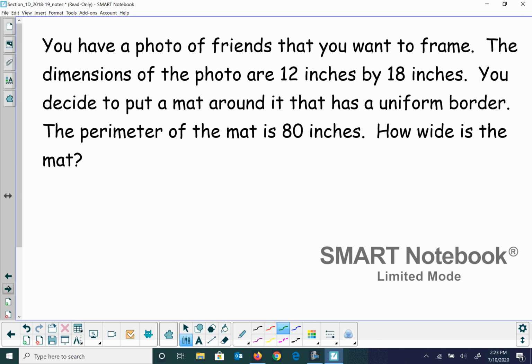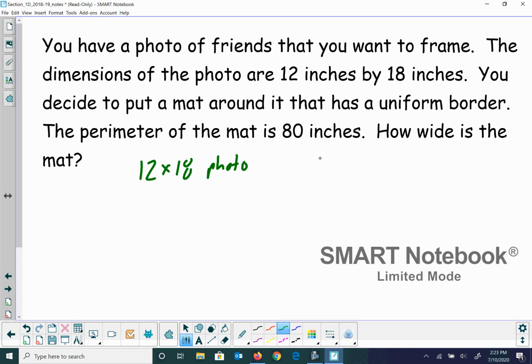Okay, you have a photo of friends that you want to frame. The dimensions of the photo are 12 by 18. Okay, that's what the size of the photo is. You decide you want to put a mat around it that has a uniform border. So you have some sort of border so it kind of frames out the picture. The perimeter of the mat is 80 inches. How wide is the mat?